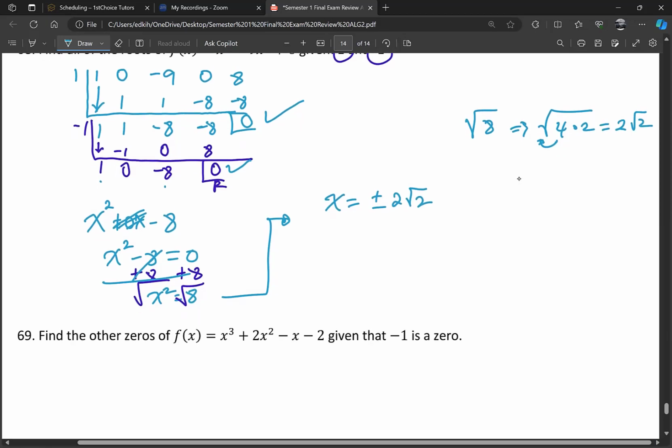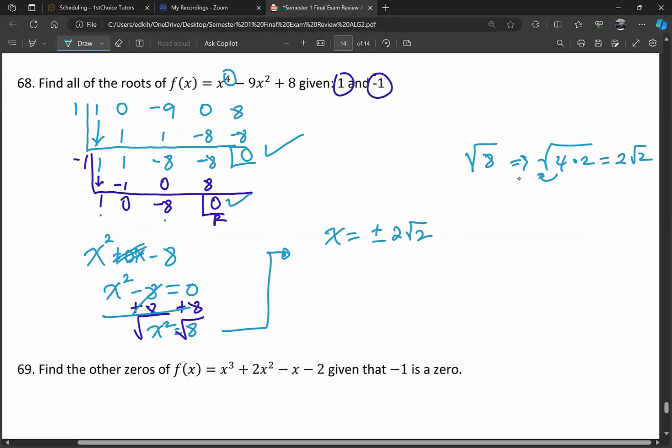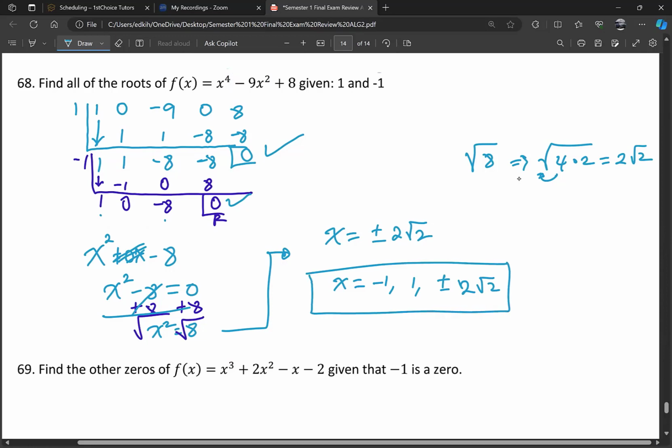Now, since we are being asked to write all the roots, we got to list all the roots. So the first answers, the ones that we were given, were -1, comma 1. Those came from the question. They were given those as roots. And then we just found two others, plus or minus 2 root 2. 4 answers, which we should have had 4 answers, and we do have 4 answers.